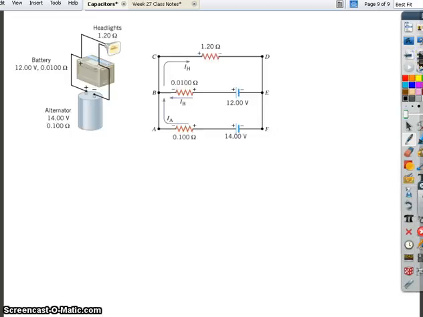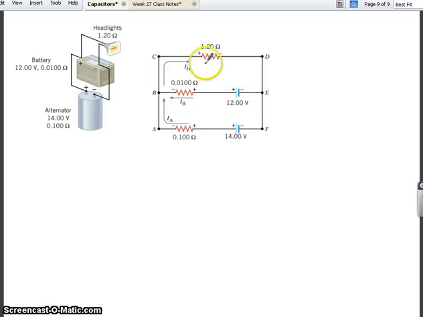We'll use a junction rule and the loop rule. Okay, so we have a 12 volt battery, a 14 volt battery. We have 3 resistors. This is a basic setup for a car battery, an alternator, and headlights. This is exactly how the circuit is set up.